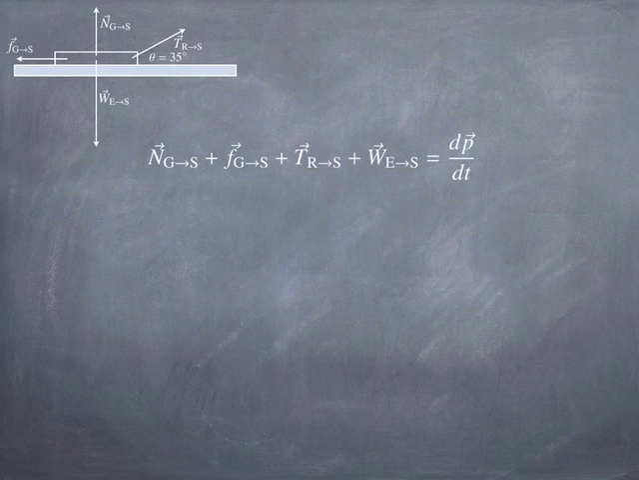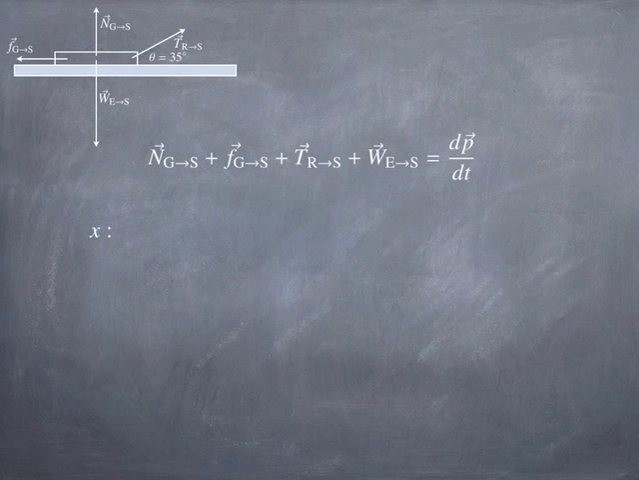In problems where that is not true, where the speed is increasing or decreasing, or where the motion is not in a straight line, then the rate of change of momentum is not going to be 0. And you're going to have to figure out what it is based on what's happening in the problem. But in this case, it's going to turn out to be 0.